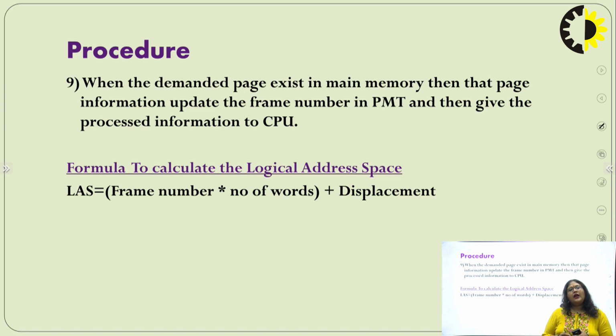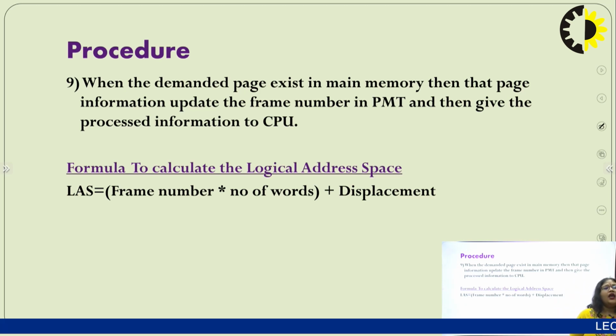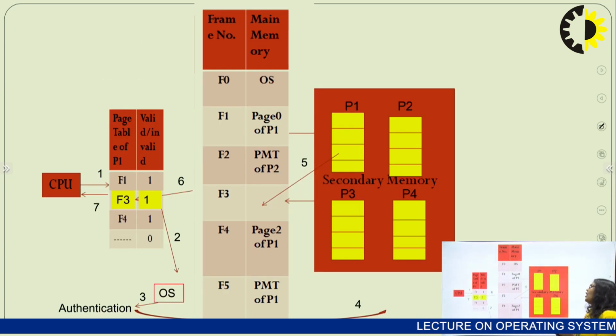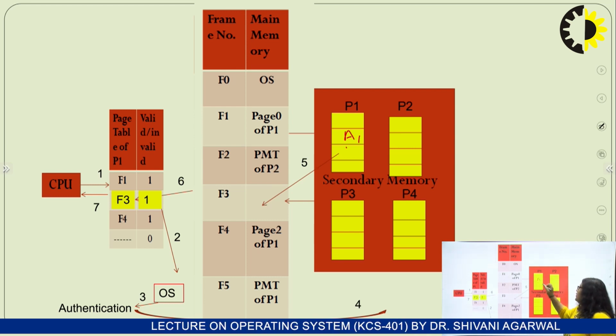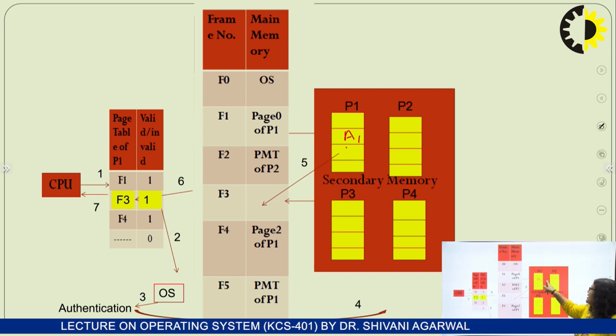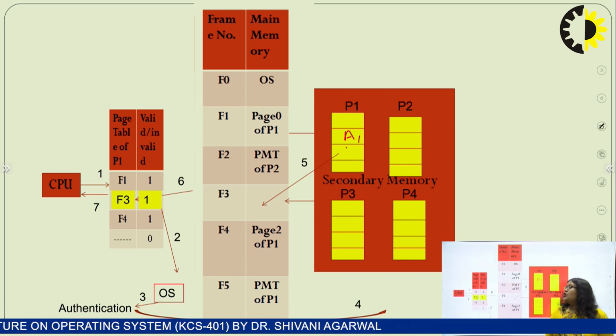So this is the formula of the logical address space with respect to the frame numbers and the number of words plus displacement. Now we move on to the diagram showing how we store A1 of P1, which is basically page 1 of P1. So how do we store page 1 of P1 in the main memory?